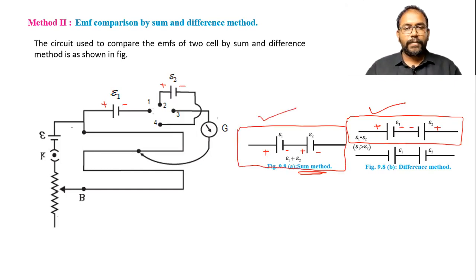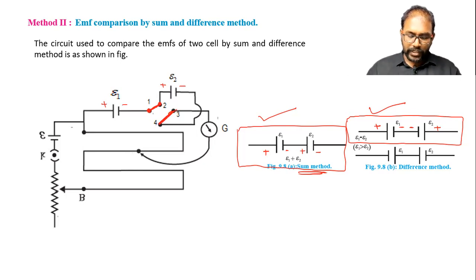Now see here. If you want to connect the cells in a sum arrangement, what can we do? Sum arrangement means the negative of E1, you can see this is the negative of E1, and we have to connect the negative of E1 to the positive of E2. The positive of E2 is at terminal 2. So 1 and 2 we have to connect, which means the key between 1 and 2 we have to insert, and the opposite key also. So this is the sum arrangement.